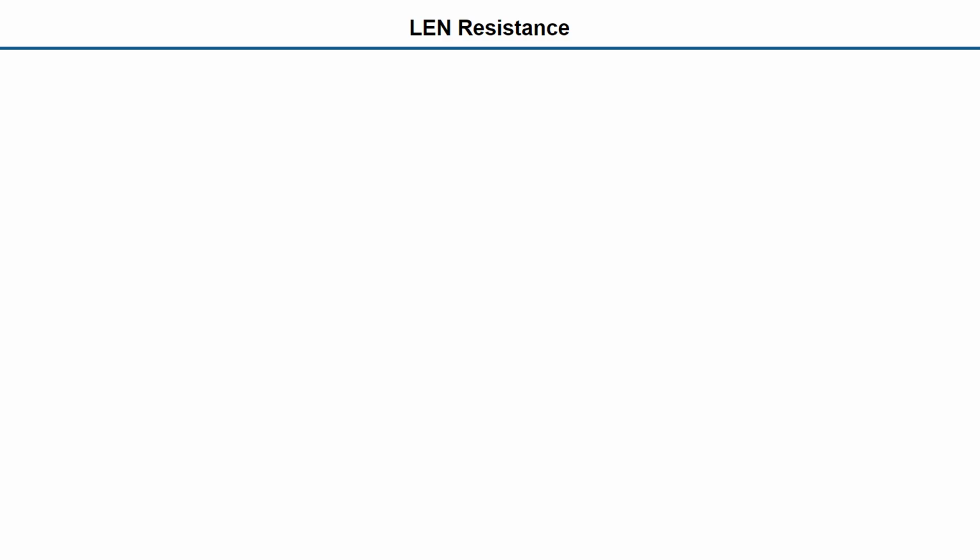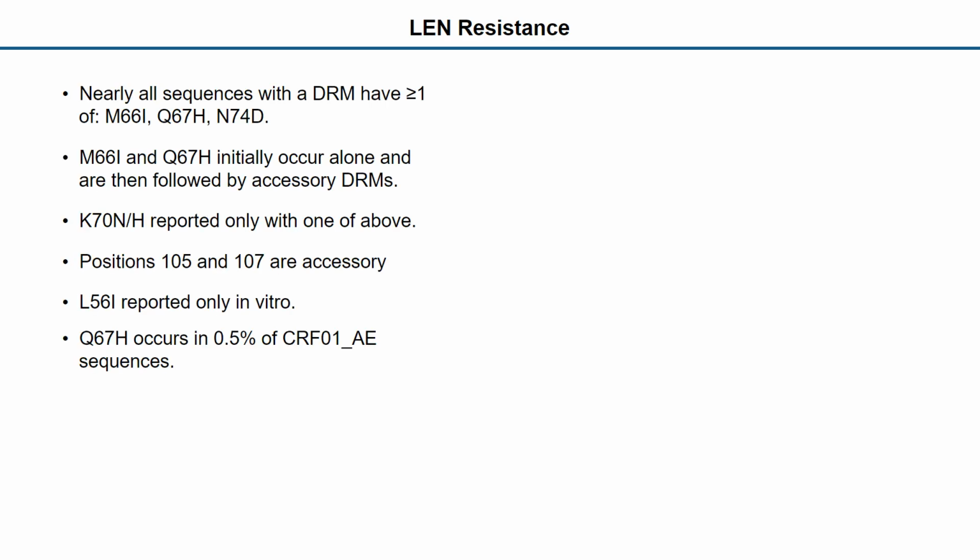Nearly all sequences from patients with virological failure on lenacapavir contain one of three primary drug resistance mutations, M66I, Q67H, or N74D. M66I and Q67H typically appear first as isolated mutations and then are followed by additional accessory mutations. Mutations at position 70 can have major effects on susceptibility, but thus far have only been observed in combination with one of the three primary drug resistance mutations.